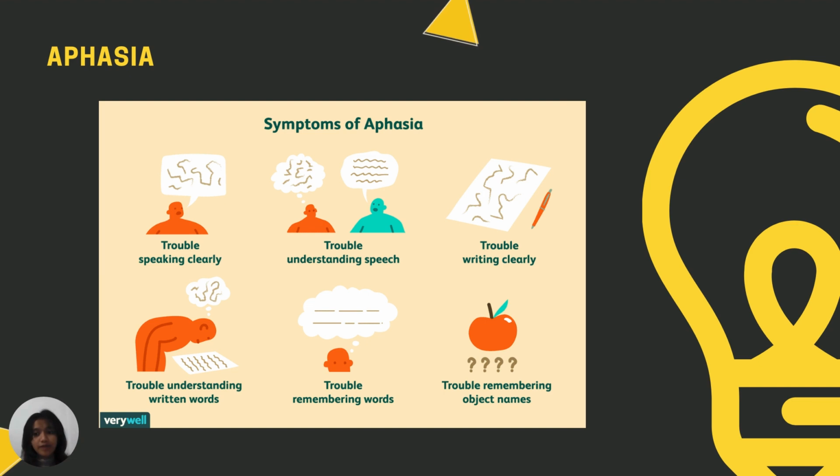Language impairment can affect production and comprehension in our brain. These are the symptoms of aphasia: trouble speaking clearly, trouble understanding speech, and things like that.